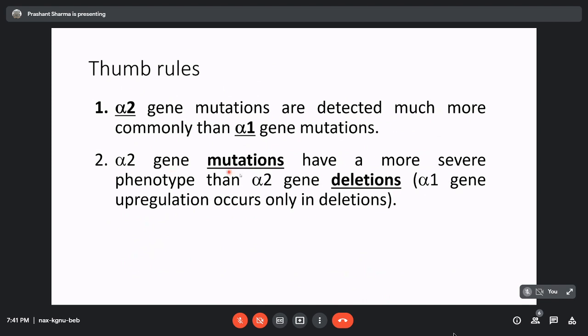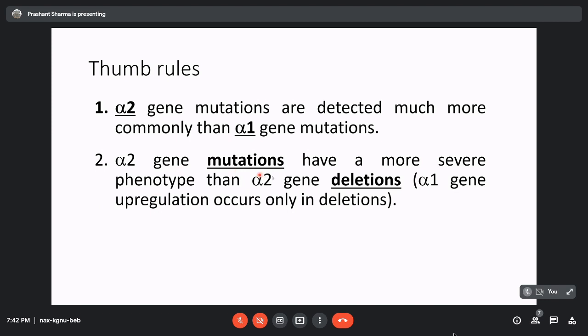In addition, alpha 2 gene mutations have a more severe phenotype than alpha 2 gene deletions. Now this is interesting. If you have a small indel, just one or two nucleotides replaced, that's going to be worse than if the entire alpha 2 gene is deleted. Even though it sounds counterintuitive, the reason is that once the entire alpha 2 globin gene is deleted, the remaining alpha 1 gene on that chromosome gets upregulated.